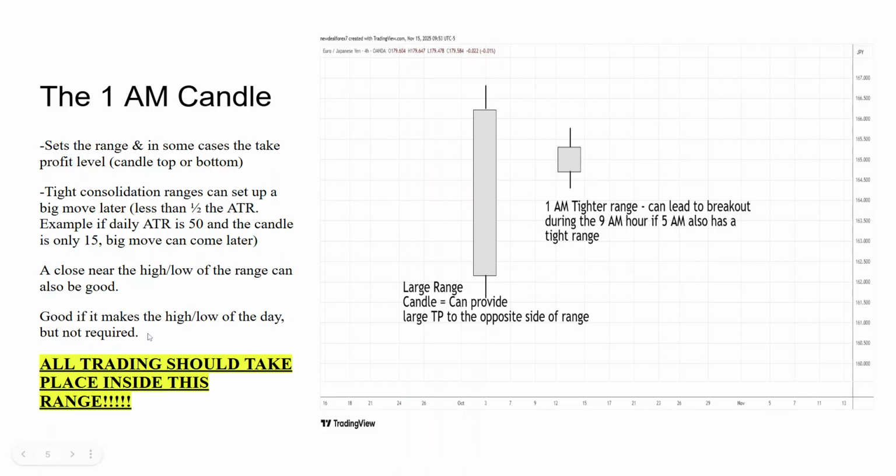And all trading should take place inside of this range, between this candle's high and this candle's low, regardless of direction. If you're going long, you need to be going long somewhere inside the bottom of this range. If you're going short, you need to be going short inside the top of this range. Okay, so that's how it goes. Same thing over here. If your 1 a.m. has a tighter range that can lead to a breakout later on, all trading takes place below the top of the range or above the bottom of the range.